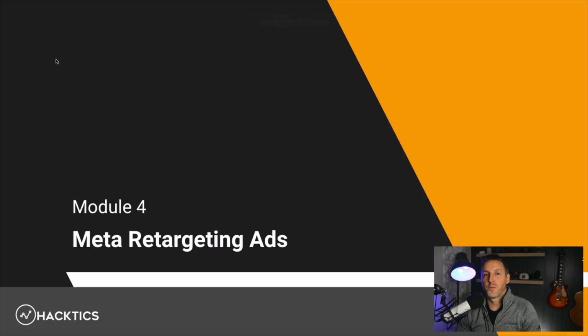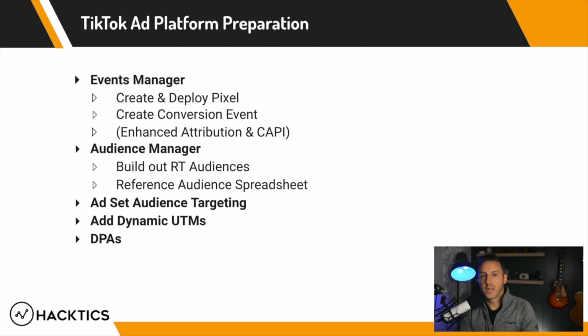All right, folks, welcome to Module 4. This is all about Meta retargeting ads. So in this module, we're going to cover a few things. Really, it's going to dial into our Events Manager. We need to go in and set up our pixel. We're going to take that pixel and deploy it with Google Tag Manager, just like we did in previous modules.